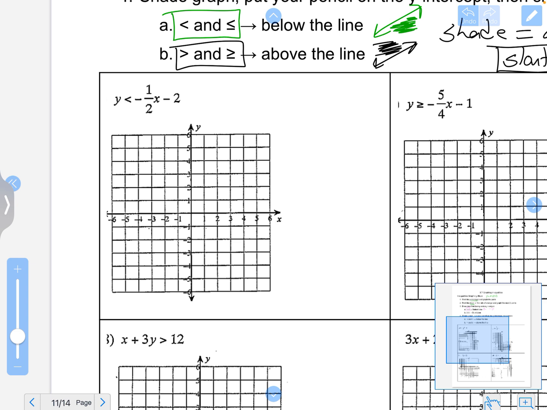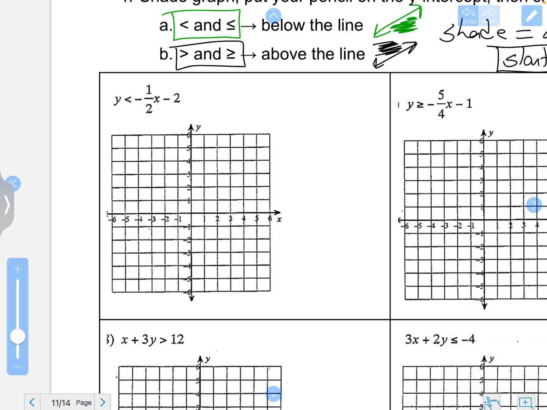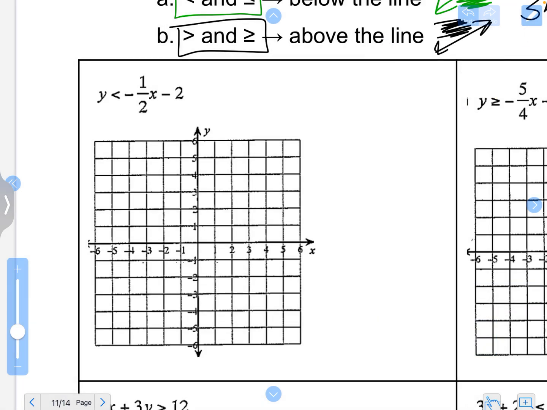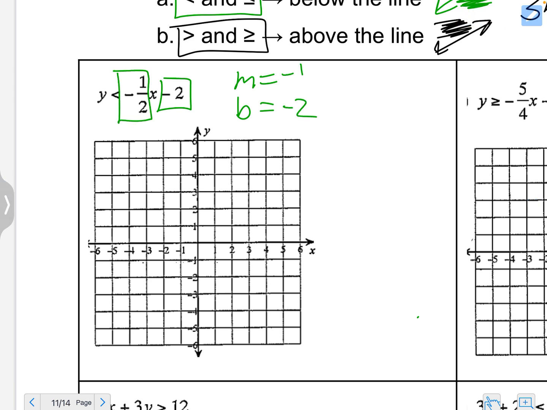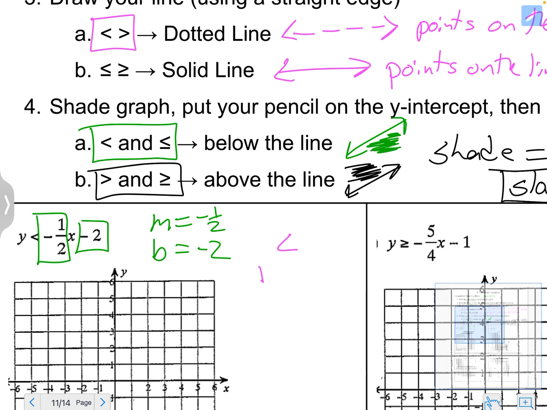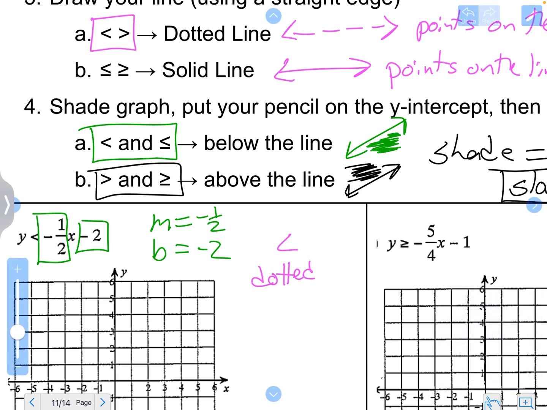So we're going to have to kind of break this down into a couple of different pieces to start with. So the first thing we always need to do is we need to find our m and we need to find our b. Our b is the constant all by itself, which is -2. Our m, or our slope, is the number in front of the x, or the coefficient. Once we do that, we need to find what our sign is. So if it's less than, if I look at my handy dandy stuff over here, it tells me it's going to be dotted if it's less than, and it means we're going to shade below.